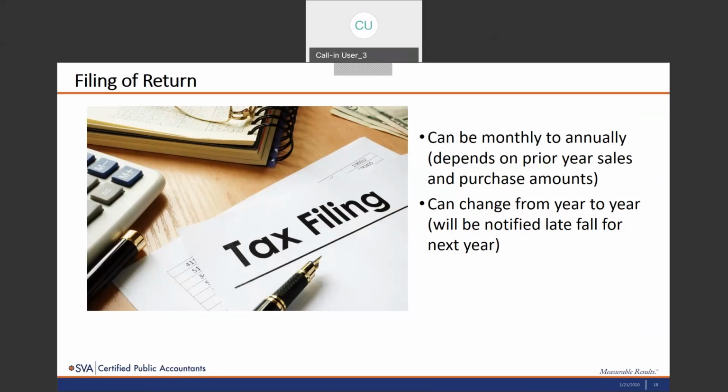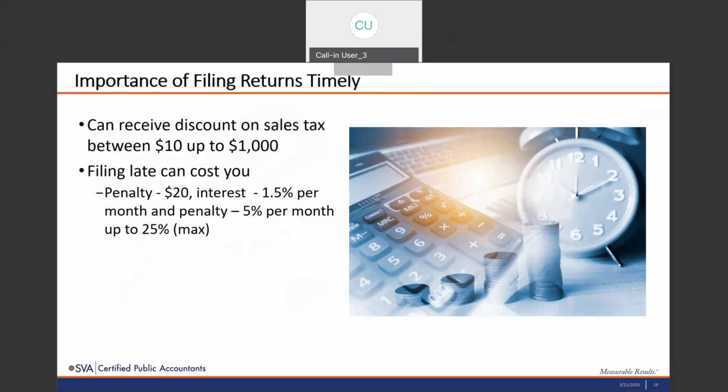Usually you have to be a real retailer or a wholesaler to get into that situation. And your filing frequency can change from year to year as your sales and your purchases go up and down. The state might move you from monthly to annually or vice versa.